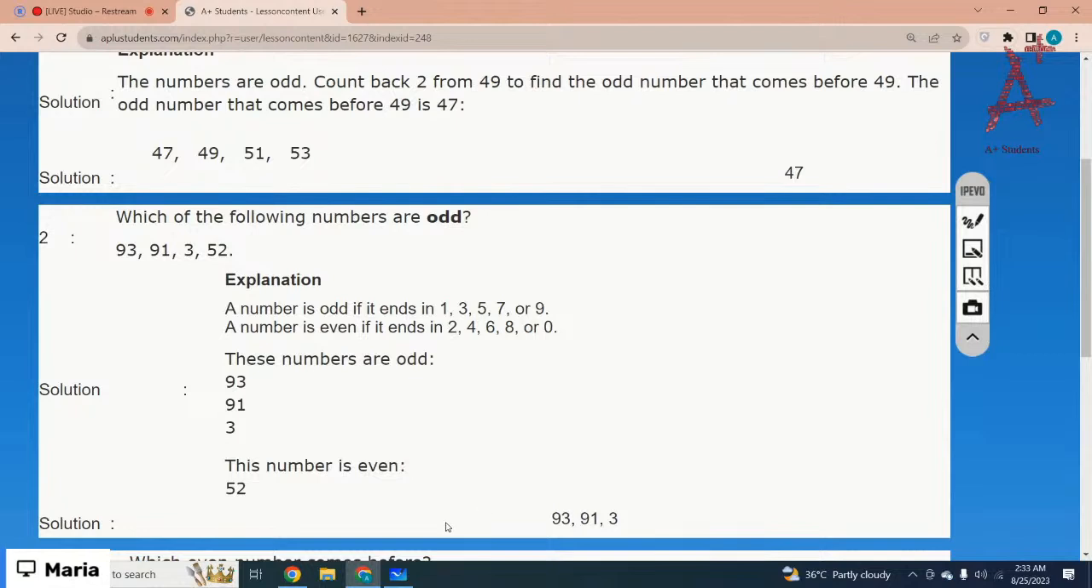So you can see 91, 93 is odd because you have 3 at the ones position. 91, 1, it is, then you have 3. 93, 91, and 3, they all are odd, right?